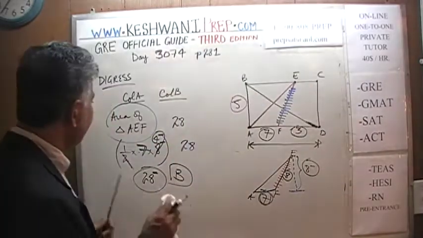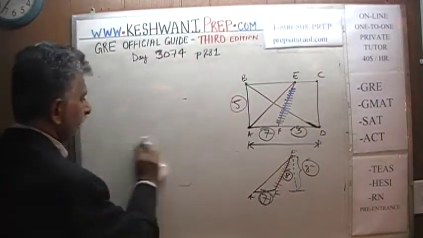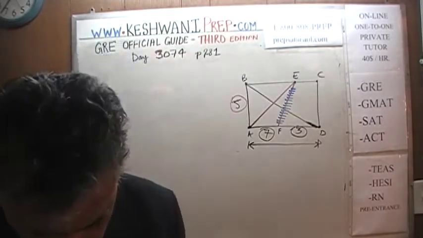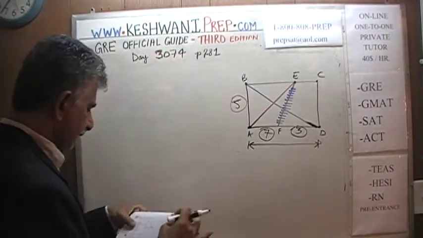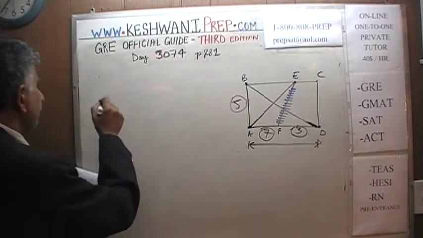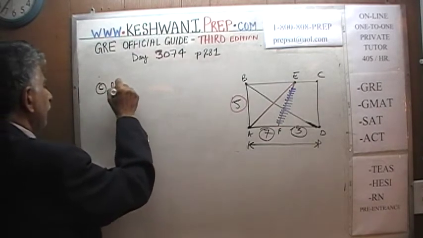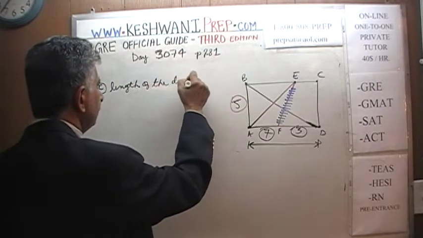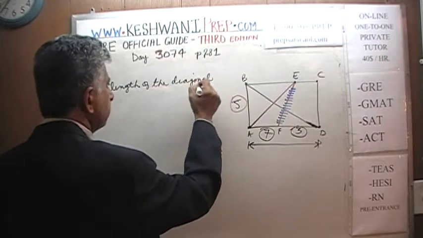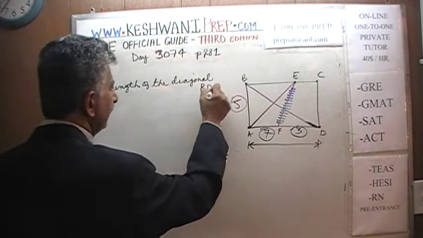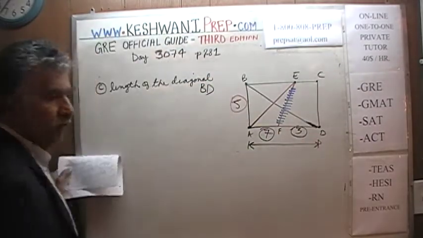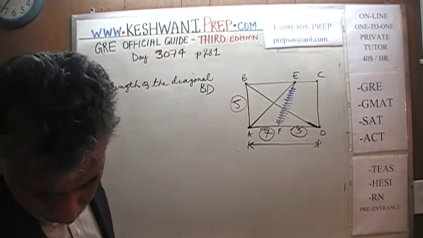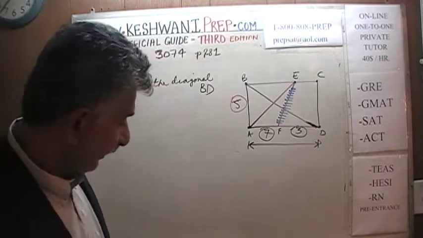Part C. It says length of the diagonal, length of the diagonal BD, B to D. Well, it's B to D. I left out something, which I did not leave out anything, because they tell us this rectangle.